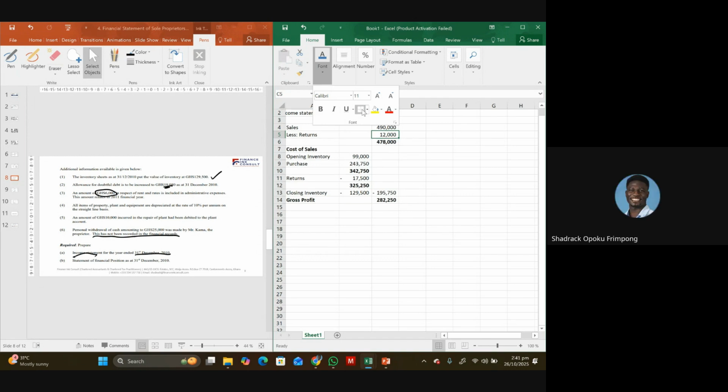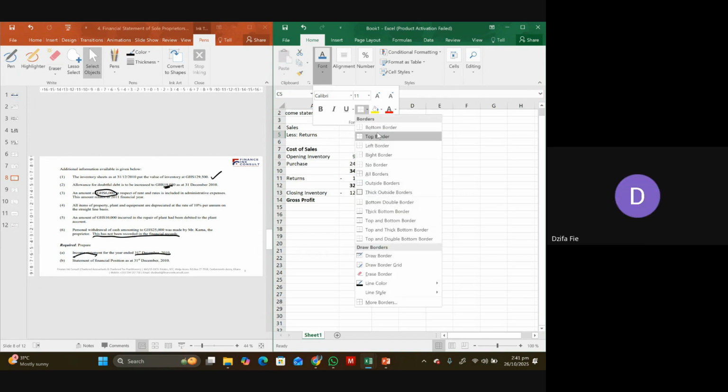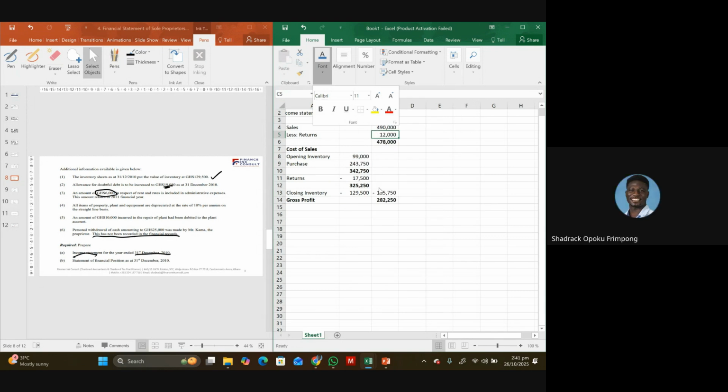Shadrach: Yeah, please, how did you get the 195? Come again. The 195. How did you get it? Oh, we pick this one less this 129, the closing inventory. This less this. So why is it negative? Because we are coming to deduct from our revenue. The cost of sales itself is an expense.